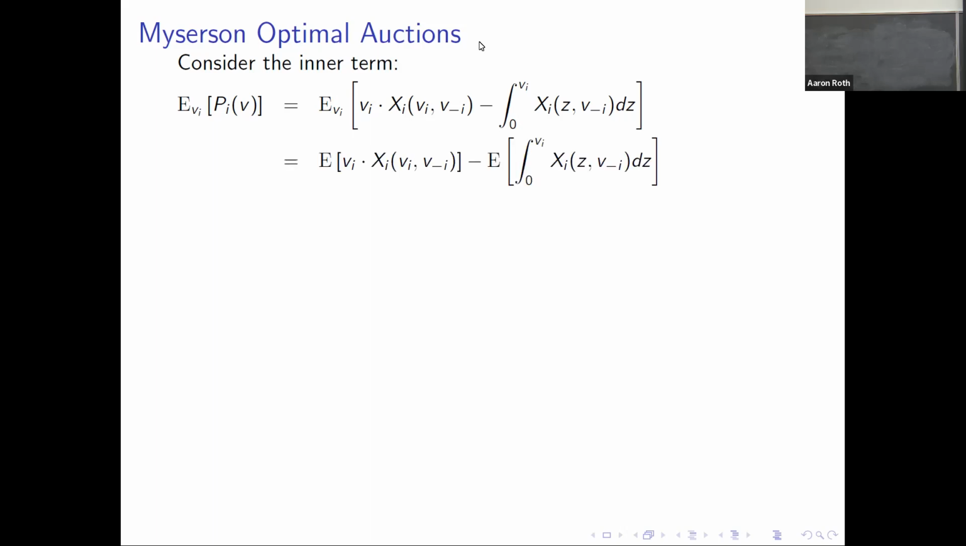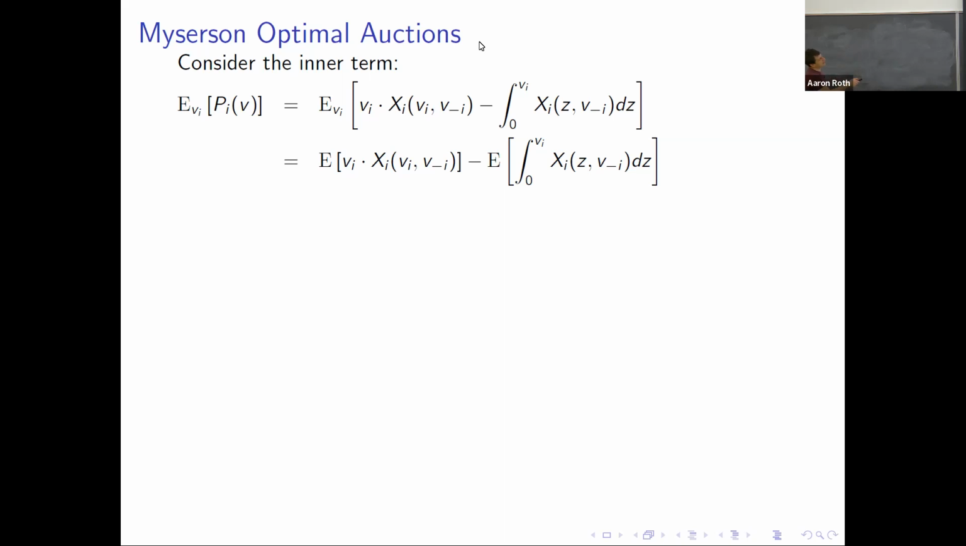This is a difference of two things, and expectations are linear over sums and differences. So I can think of this as the difference between two expectations. On the one hand, I have the expectation of v_i, your bid, times the allocation that you get when you bid v_i. This will be 1 or 0. Did you win the item or not?